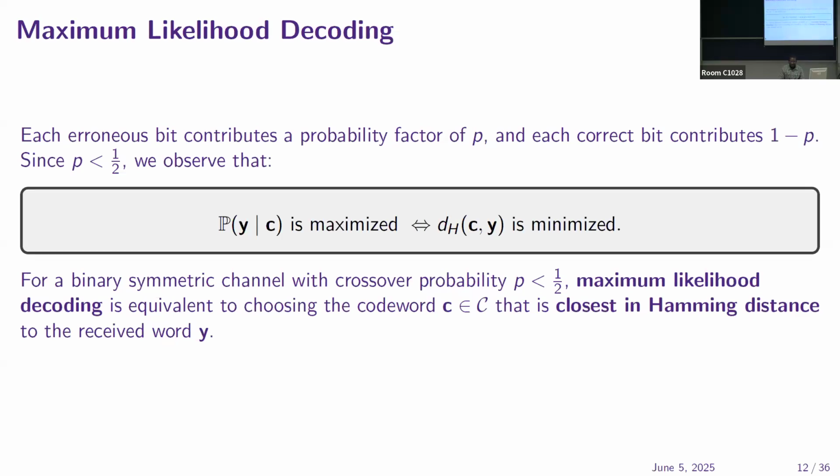For a binary symmetric channel with crossover probability P less than 1/2, maximum likelihood decoding is equivalent to choosing the code word c that is closest in Hamming distance to the received word y.